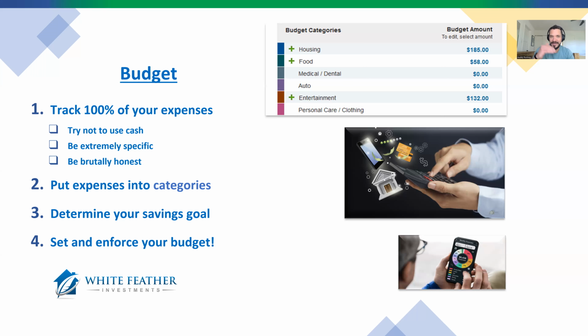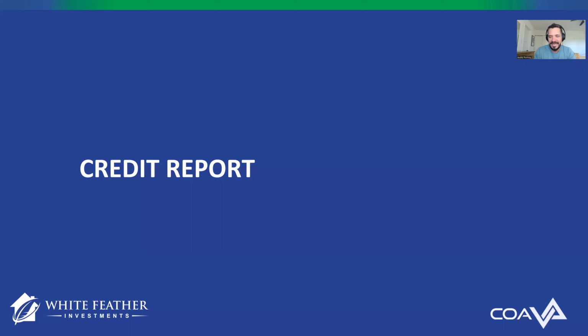Okay. So track 100% of your expenses, put them into categories so that you can see where all the money's going, determine how much savings you want to have, and then set and enforce your budget. The homework is going to take you through this. So before we get into the credit report, it would be a good idea, in my opinion, to go use the tools, familiarize yourselves with the tools, and then execute the homework so that you can have a budget as we go into the next video, which is going to explain everything that you could ever want to know about your credit report.